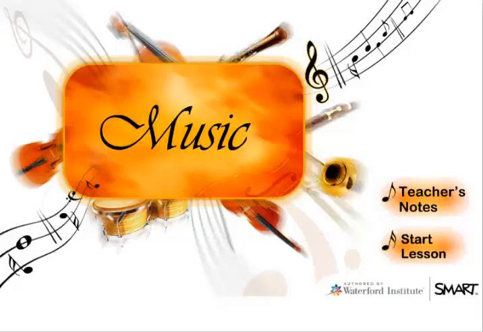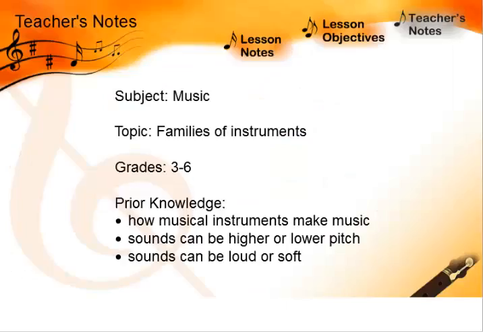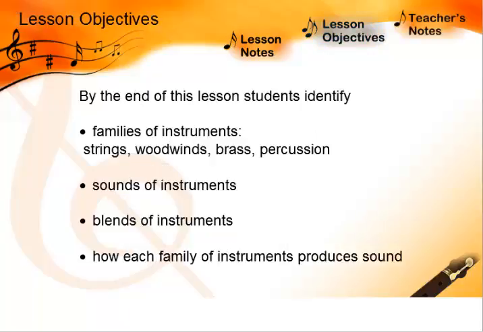Okay, so today we're going to go through a Smart Notebook activity about music, specifically families of instruments. It's intended for grades 3 through 6, and students should already know how musical instruments make music, how sounds can be higher or lower pitched, and how sounds can be louder or softer. By the end of this lesson, students should be able to identify families of instruments, sounds of instruments, blends of instruments, and how each family of instruments produces sound.